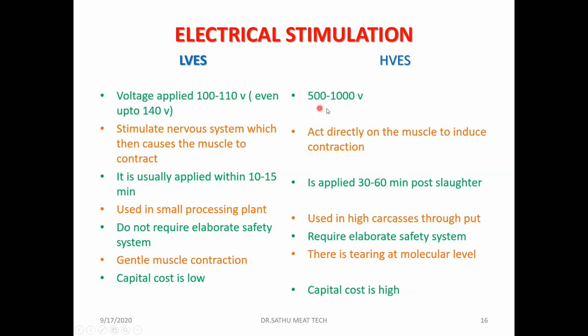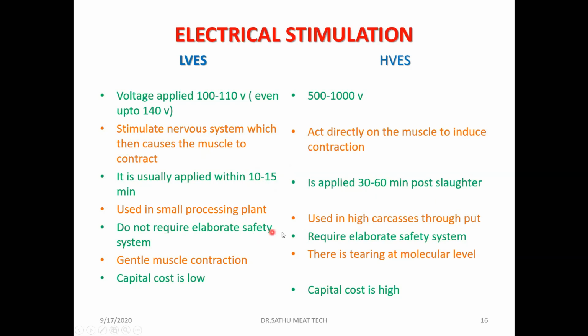The high voltage used is around 500 to 1000 volts, but normally we use around 800 to 1000 volts. It will be acting directly on the muscles, so the lapse between the exsanguination and the application can go up to 30 to 50 minutes or 60 minutes. Here it works on the nervous system, so we have to apply within 10 to 15 minutes. So this is mainly used for the small processing unit. It is used for a high throughput.